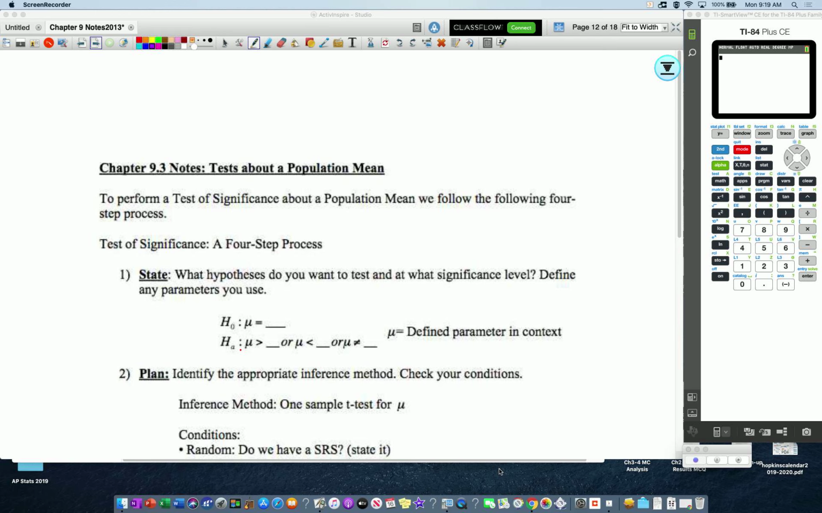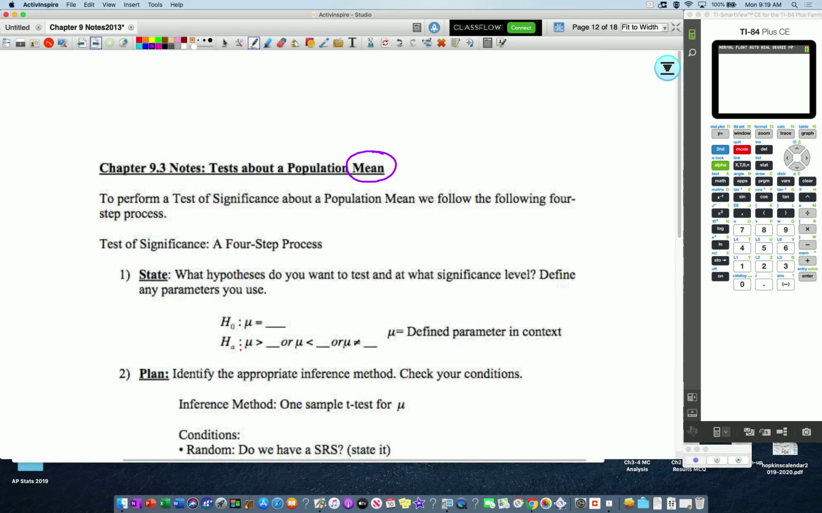All right, let's take a look at the 9.3 notes here. 9.2 and 9.3 are very similar. The only thing that's changing is that instead of doing a test about a population proportion, we're now doing a test on a population mean. So the four-step process, you're going to see a lot of similarities, but I want to make sure I point out some of the key differences here.